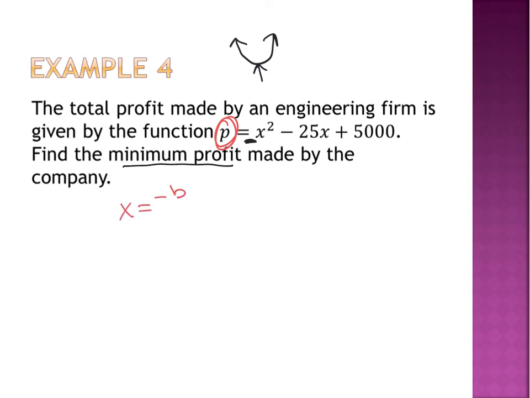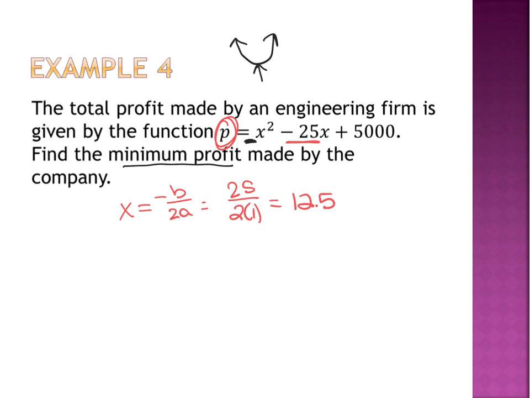So x is equal to the opposite of b over 2a. In this case, the opposite of a negative 25 is going to be a positive 25, and we're going to divide that by 2 times 1. So this is really 25 halves, or 12.5.